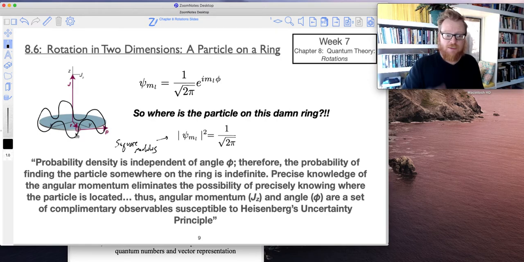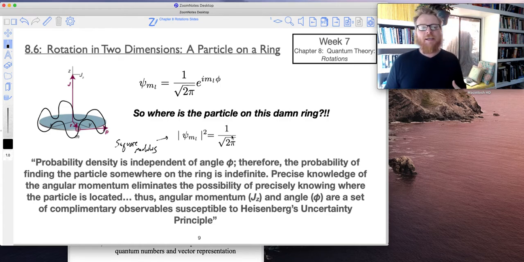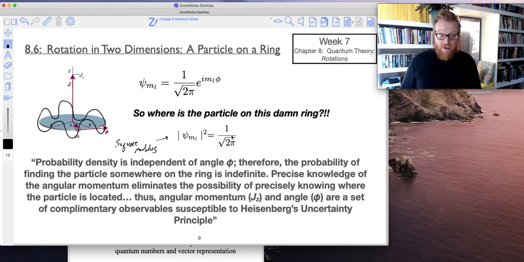the z-axis, okay? And what happens when we look at the square modulus is it becomes independent of phi. And so what that means is the probability density is indefinite. We have a large degree of uncertainty in this, okay? And so what that means is angular momentum, Jz, and angle, phi, become a set of complementary observables. We're going to explore this, like I said, in much more detail in this lecture, as well as the next lecture, okay?